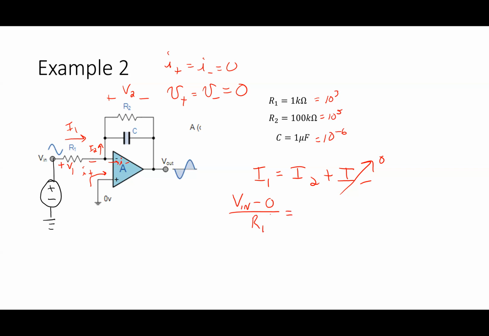And then what is I2? So it'd be V2 over, I'm going to say it this way, V2 over Z. And Z, I'm going to say, is what? The resistor and capacitor in parallel, right? I could write this out as basically two currents, but I've got two impedances in parallel, so I don't need to. I'm going to say that I've got R2 in parallel with 1 over SC.